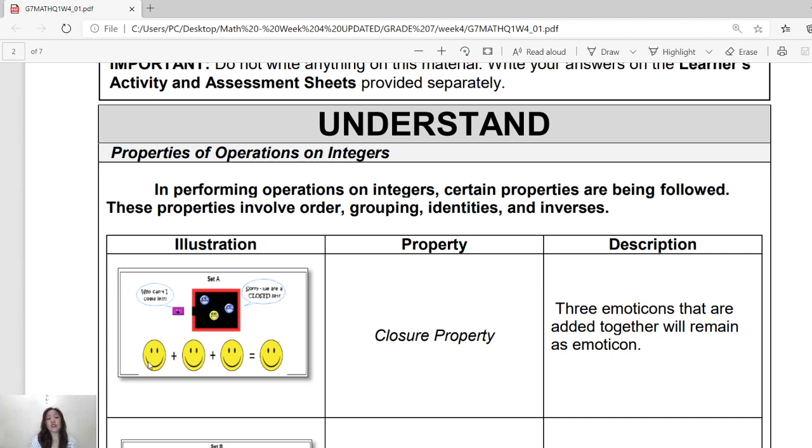As you can see in this example, if you're adding a smiley, another smiley, and another smiley, then the answer is, of course, a smiley. Still smiling. Now, if your answer is a sad face, then that is not closed under the closure property. So that's it.